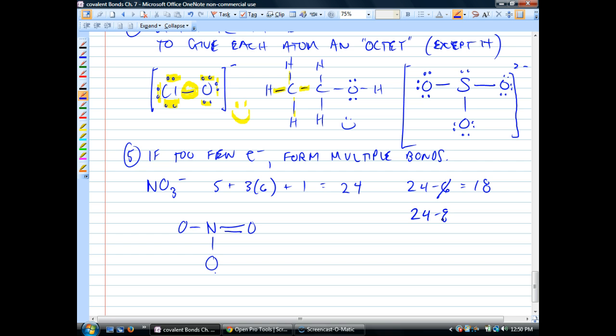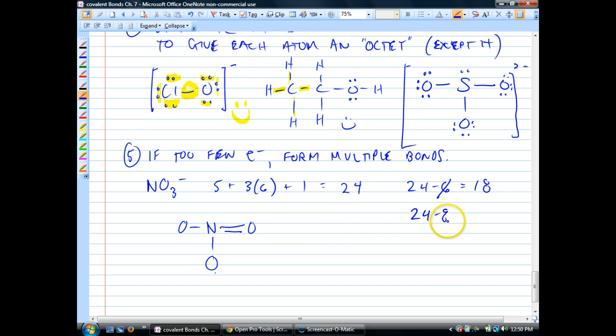Yes, it could be on any of the oxygens. In this case, those oxygens are all equivalent. So they're all nitrogen to oxygen bonds, so it doesn't matter which one. In reality, that bond is actually kind of shared across the whole molecule. But we can draw it on any one of them.